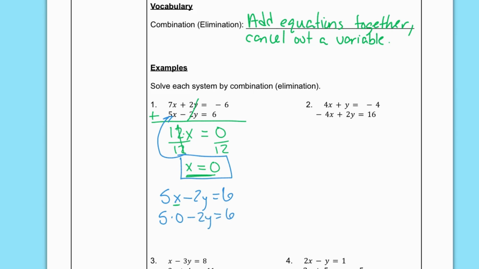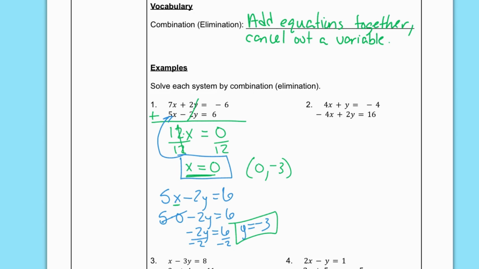5 times 0 is 0. It just goes away. So we have negative 2y equals 6. Divide by that negative 2. So our y value has to equal 6 divided by negative 2, which is negative 3. So now we have our whole answer. The x value is 0. The y value is negative 3.